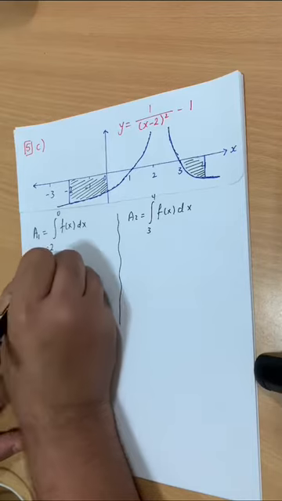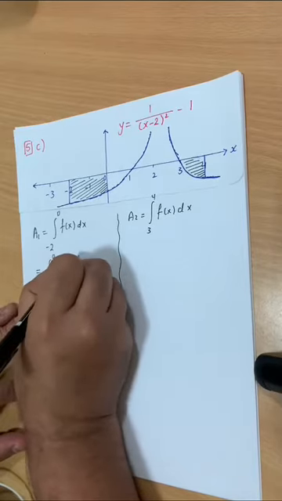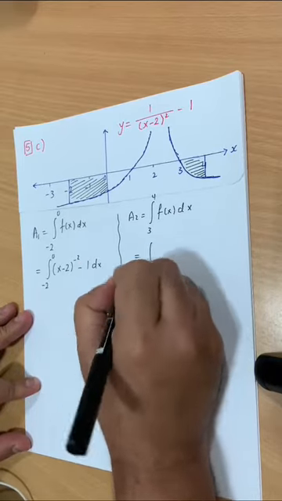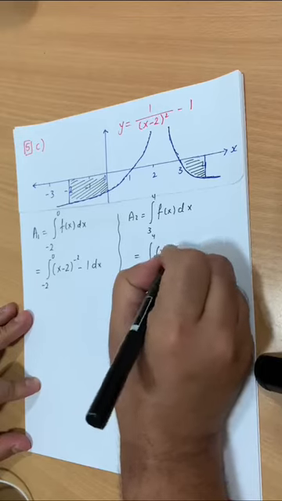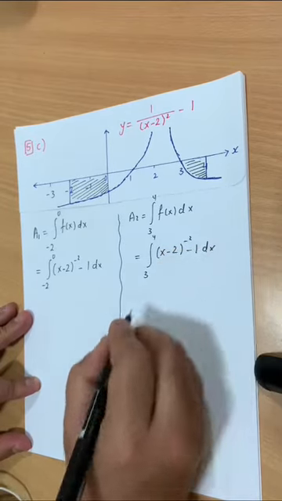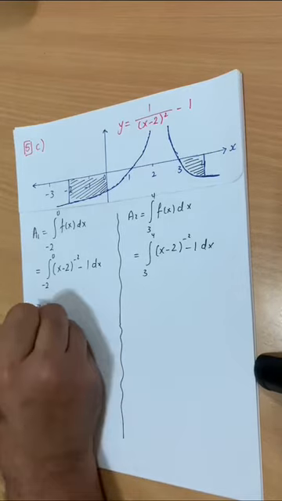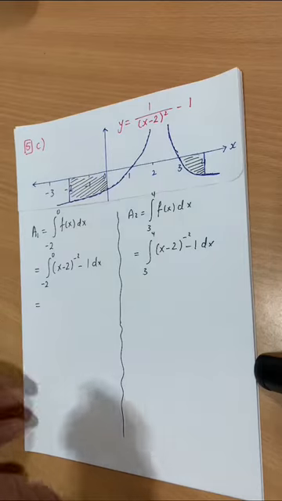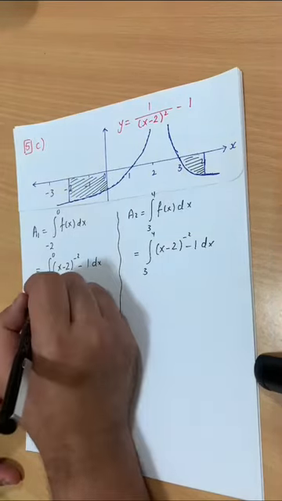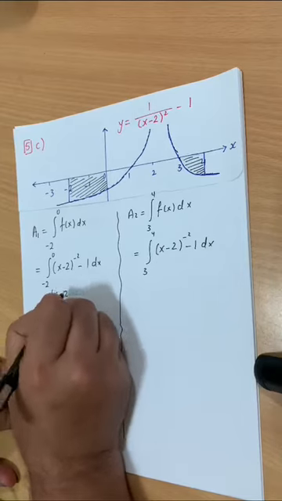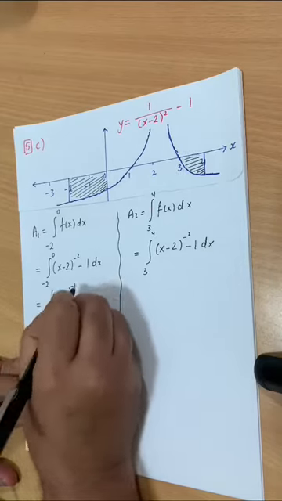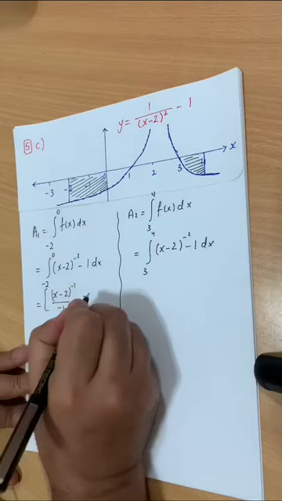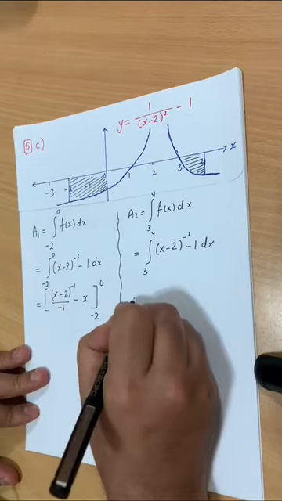Integration from negative 2 to 0 of (x minus 2) to the power of negative 2, minus 1 dx, and the same thing from 3 to 4 of (x minus 2) to the power of negative 2, minus 1 dx. Integration of (x minus 2) to the power of negative 2, the derivative of the expression that you have inside is 1, so you need to divide by 1. So just directly add 1 to the power and divide by the new power. Negative 2 plus 1 is negative 1, divided by negative 1. And the integration of 1 is x, from negative 2 to 0.